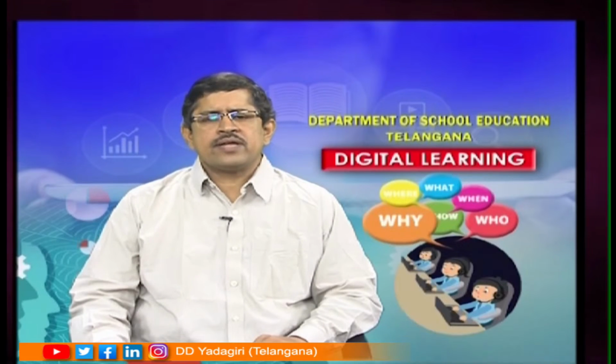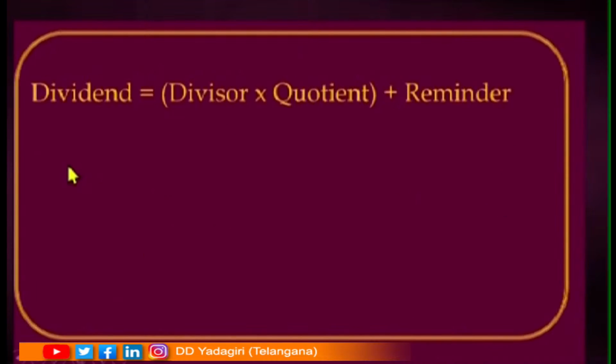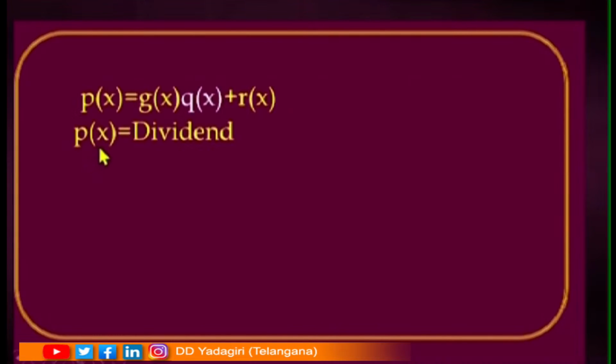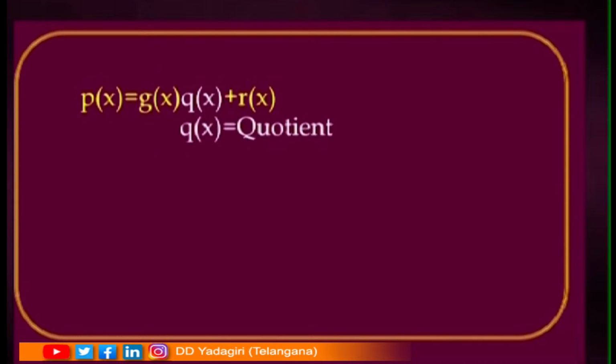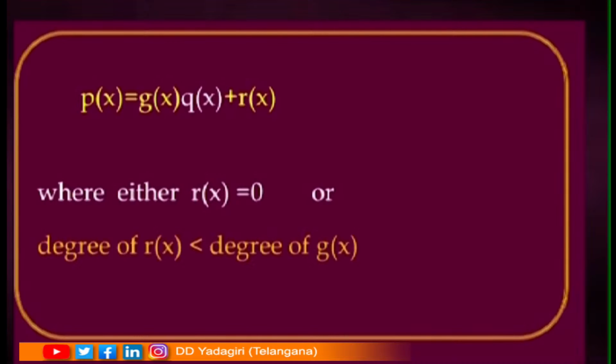So what you observe here is the degree of the remainder is 0 and the degree of x plus 2 is 1. We observe that the degree of the remainder is less than the degree of x plus 2. So we can have dividend is equal to divisor into quotient plus remainder. So if you take p of x as the dividend, g of x as the divisor, q of x as the quotient, r of x as the remainder, you can say P of x is equal to Q of x into G of x plus R of x, where either R of x is equal to 0 or degree of R of x is less than degree of G of x.